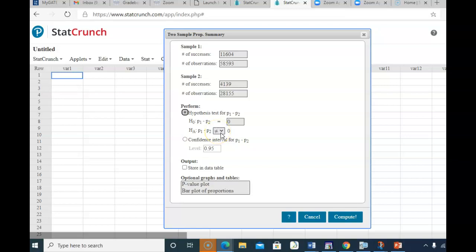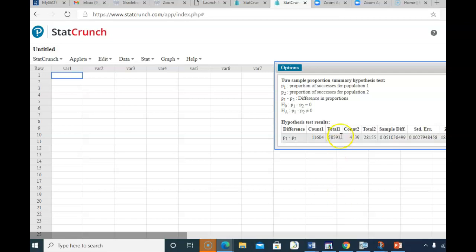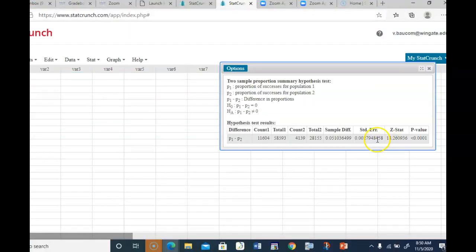So with the two-tailed test, we can compute, and you can see here that our test statistic is 18.26, which is what we had found, and our p-value is less than 0.0001. It's not going to specify as small of a p-value as what we found. It's just going to quantify it by saying it's less than 0.0001, and usually that's small enough to be able to make the same conclusion.